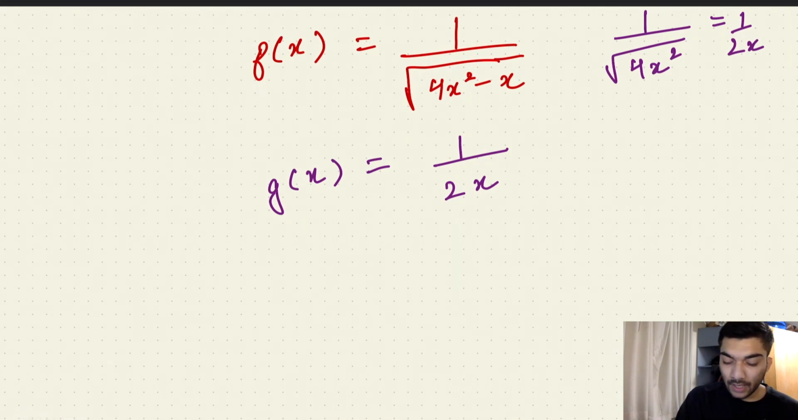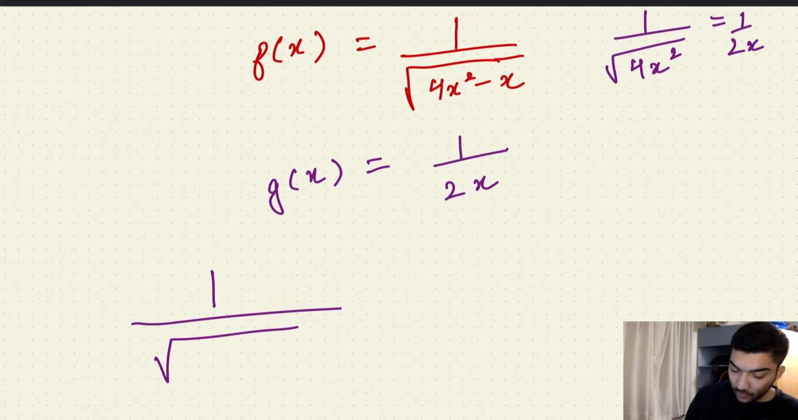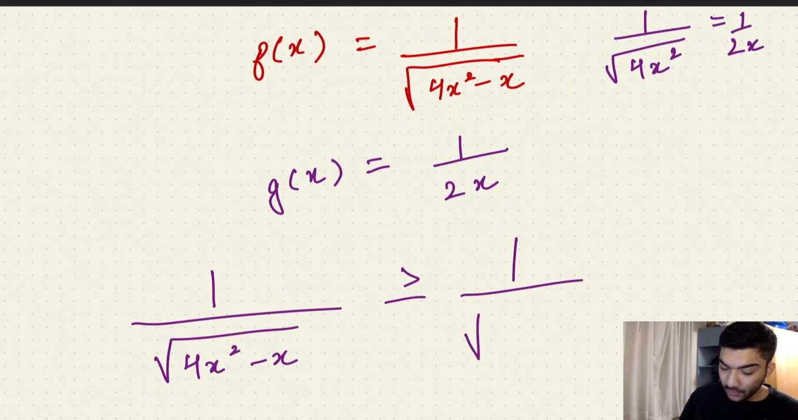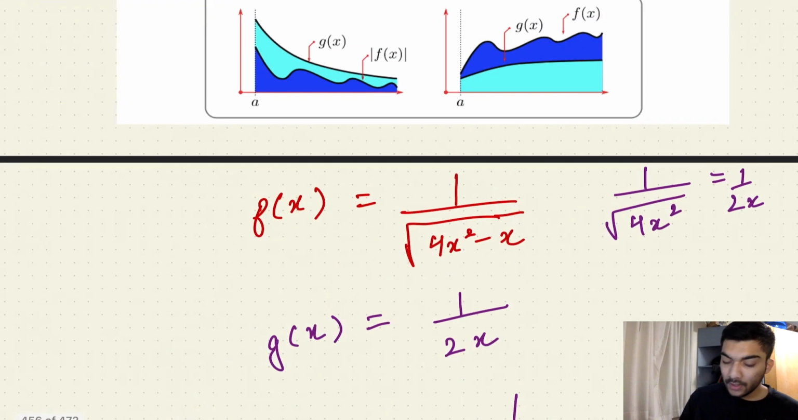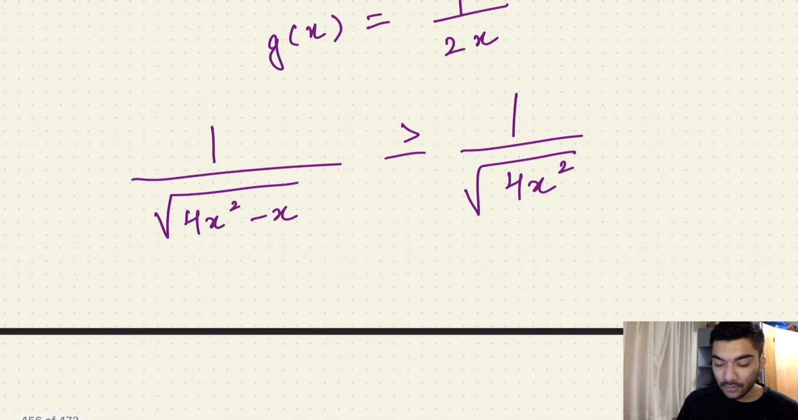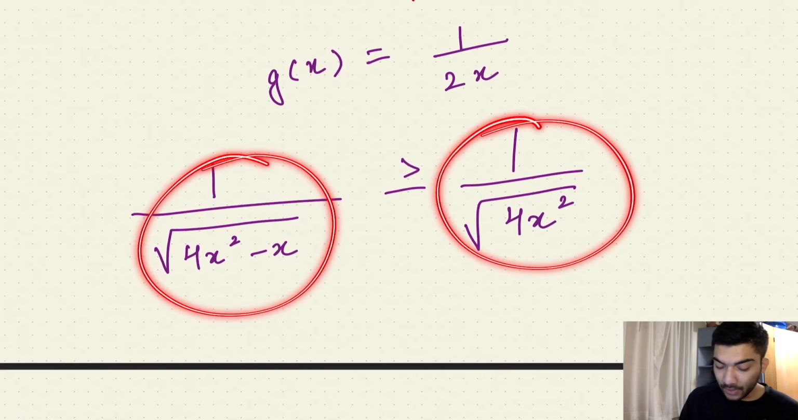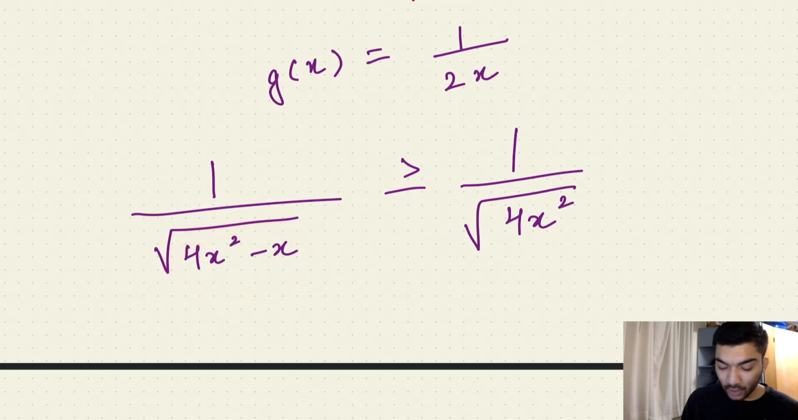And now, since we have to compare these functions first, we can clearly see that 1 over root of 4x square minus x is always greater than or equal to 1 over root of 4x square for the interval specified in the definite integral. You know that our interval is from x equals 1 to x equals infinity, and in this case, if we compare both of these expressions, the denominator on the left hand side is smaller than the denominator on the right hand side.